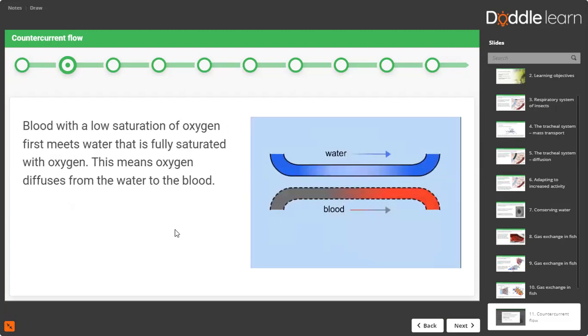So blood with low saturation of oxygen first meets water that is fully saturated with oxygen. So this means oxygen diffuses from the water into the blood.